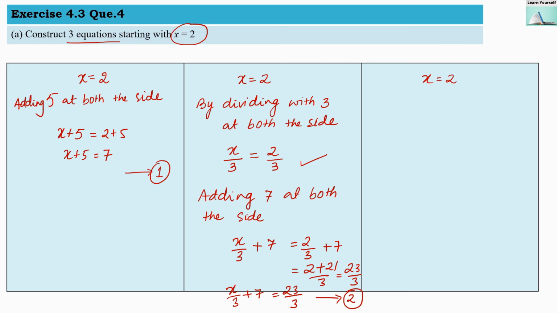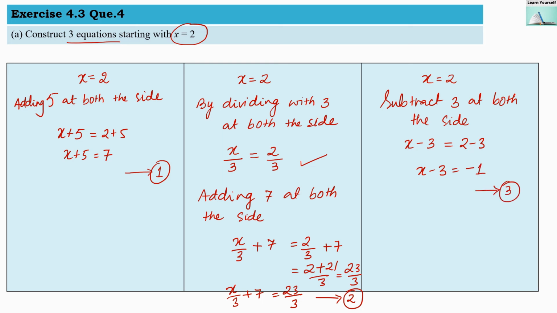Let us frame the third equation. x equals 2 is there. Now here I am going to subtract. So I am subtracting with 3 at both the sides. So I will get x minus 3 equals 2 minus 3. So I will get x minus 3 equals minus 1. This is going to be my third equation.